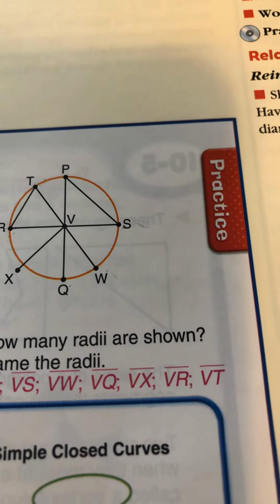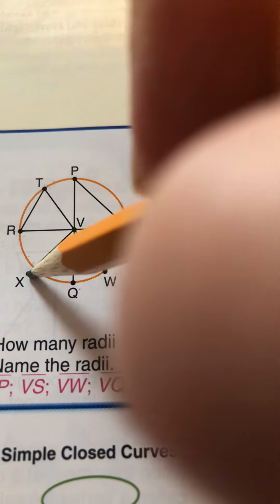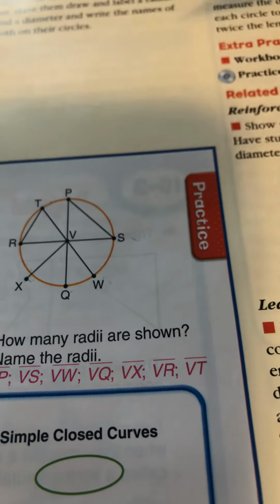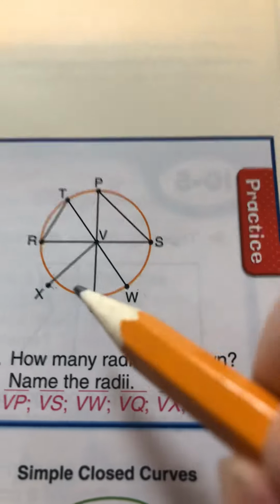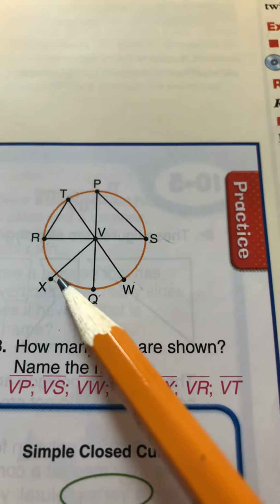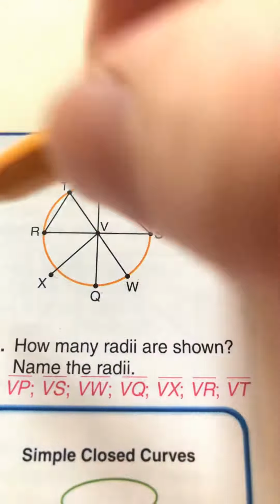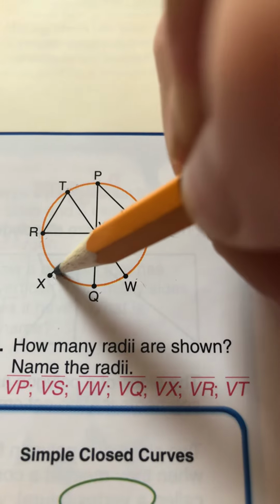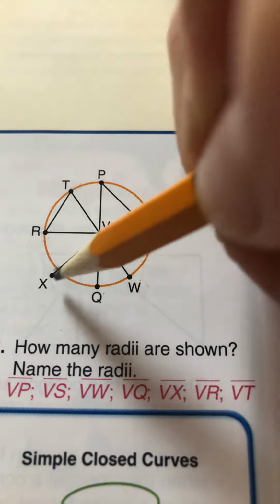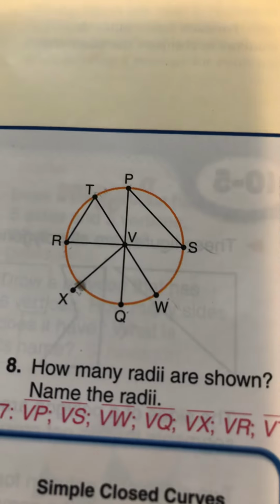Okay. Number 7, is VX a radius? VX. So, in my book, I don't know what your book looks like. In my book, it would be a no, because the end point is beyond the circle. But I'm hoping in your book the end point is touching the circle, because that's really what they wanted it to be doing. They wanted the end point to actually be on the circle, so that the answer to this would be yes. And it is a radius because it has an end point on the circle and an end point touching the center.